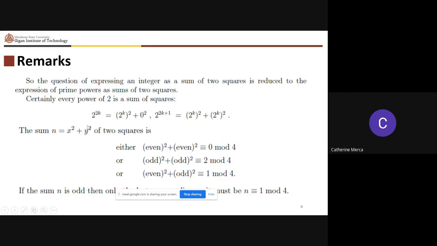Then we have the following remark. If you have n equals x squared plus y squared, a sum of two squares, either you have an even quantity squared plus an even quantity squared, or an odd quantity squared plus an odd quantity squared, or an even quantity squared plus an odd quantity squared. Now, if the sum n is odd, then only the last case applies. So it must be n is congruent to 1 modulo 4.